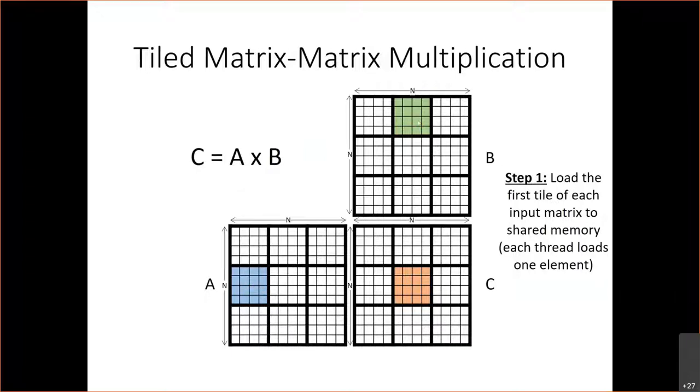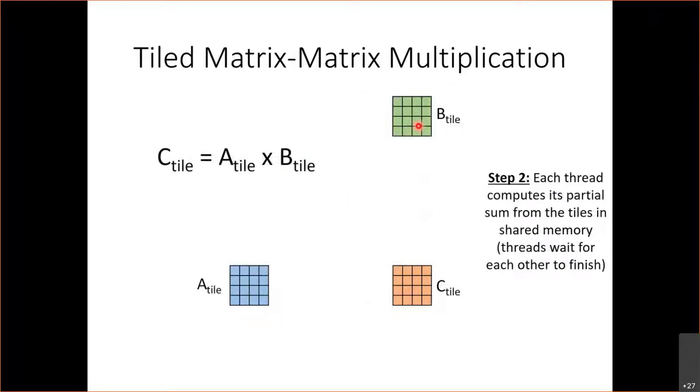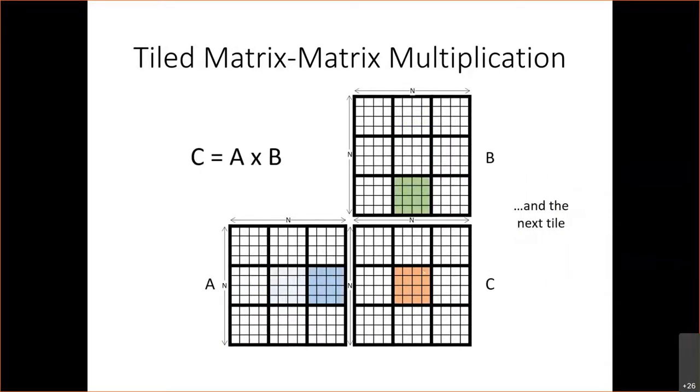And then they would all load a tile to shared memory. Each thread is responsible for loading one element in that tile. And then the threads would do the partial dot product from the tile. So this thread would be responsible for loading this element and this element. However, it'll take advantage of doing the dot product of all the elements in this row or partial row and all the elements in this partial column by accessing shared memory instead of global memory. And then we can do the same thing for the next tile and the same thing for the next tile.